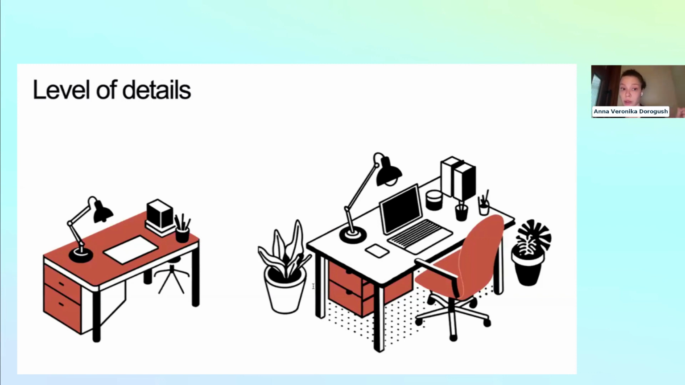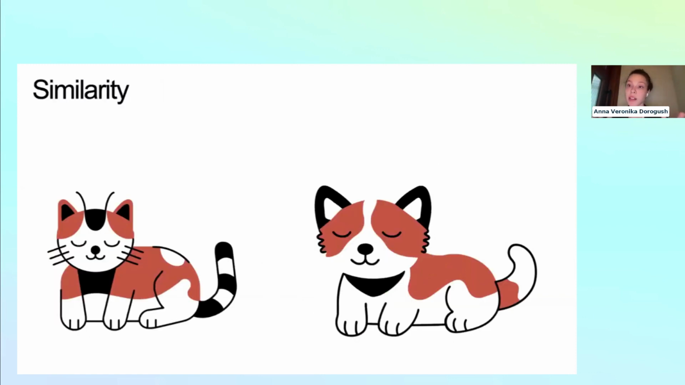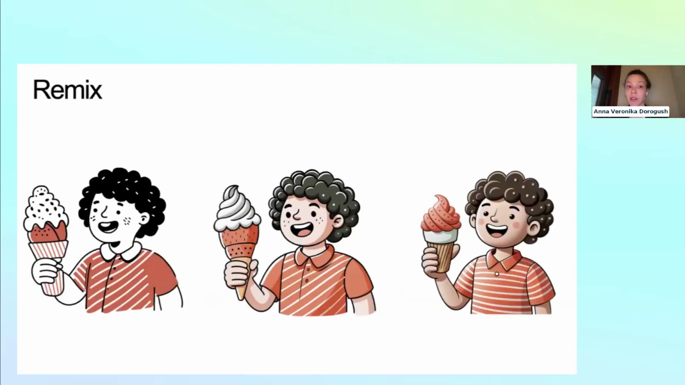You can use level of details and switch between primitive illustration or extremely detailed illustration. You can create variations of the same image, like you can create a dog very similar to a cat, also helps you with sets. You can just experiment with styles and remix them in Recraft.